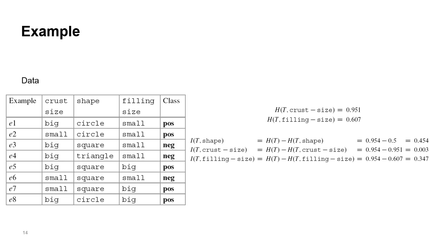We can use the same calculation to obtain the entropies of the subsets defined by the values of the attributes cross size and filling size. Finally, we can obtain the information gain of three attributes: cross size, shape, and filling size. Through comparing the information gain, we found the attribute shape has the largest value, 0.454, so the attribute shape is chosen as the root node for this decision tree. Once we obtain the root node, other node selection will follow the same procedure to build the decision tree.